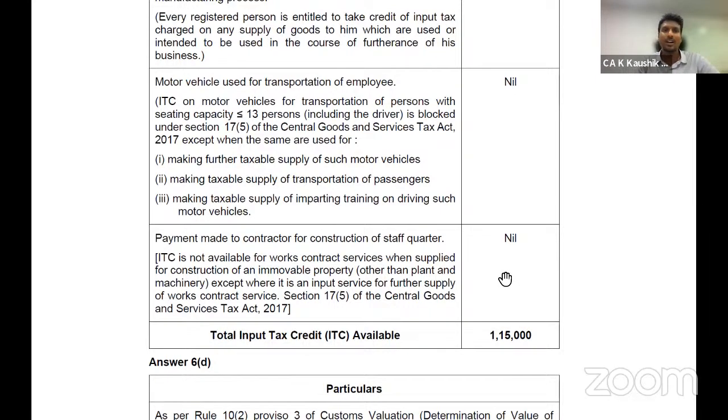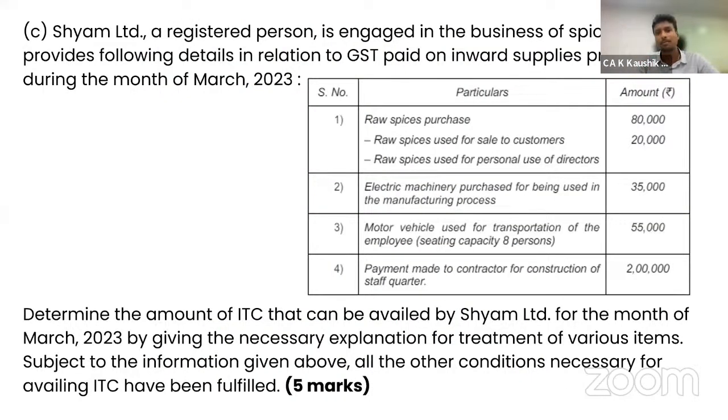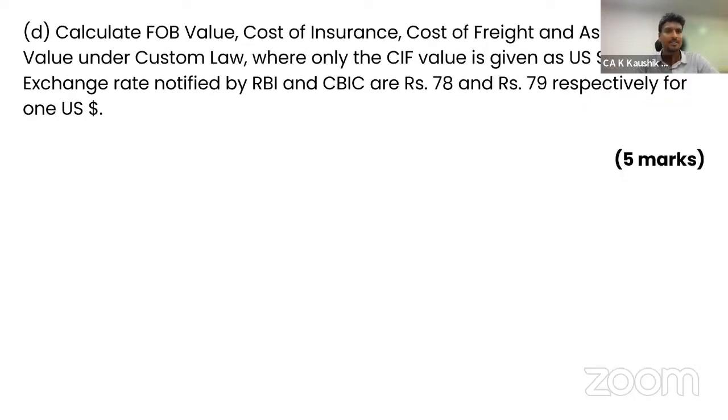Very clearly, they're covering most of the types of transactions, and students, you should be very clear in terms of what you are learning, and be specific to the question and answer with clarity, conceptually, what they're asking. That is the more important focus that you need to take. So question number 6, part C, is all about input tax credit that we have discussed.